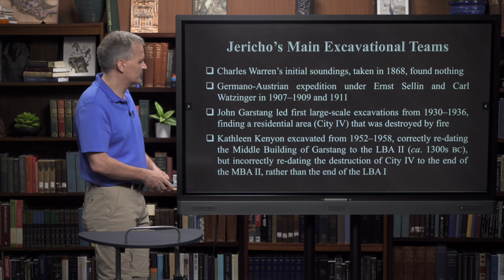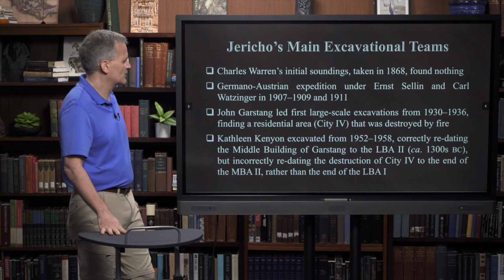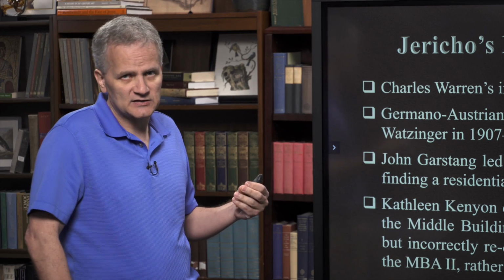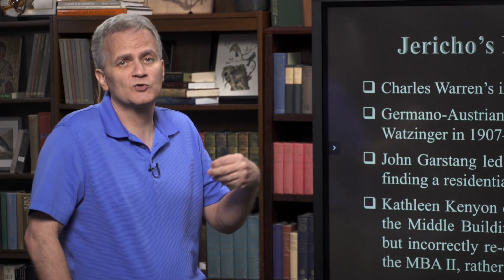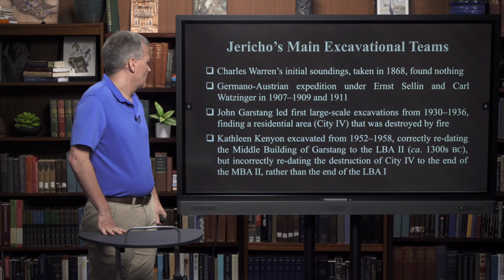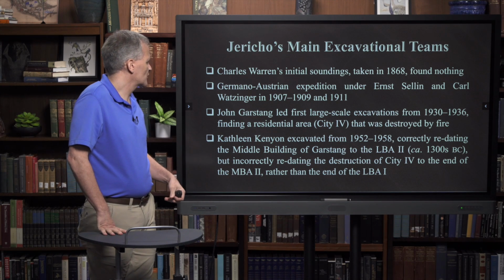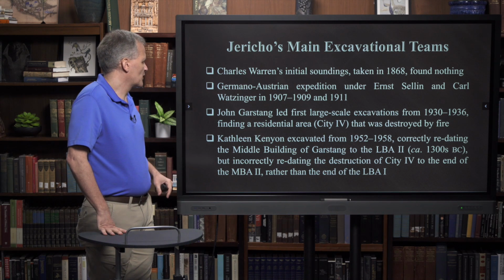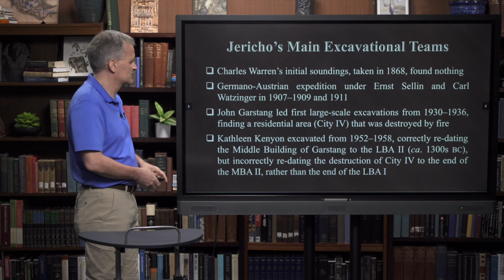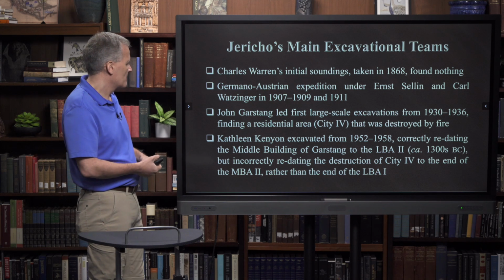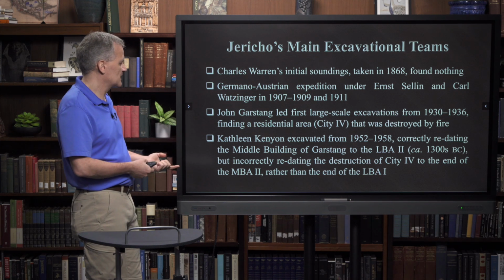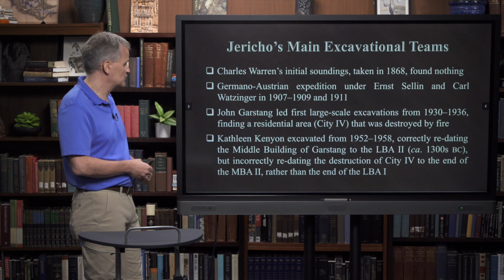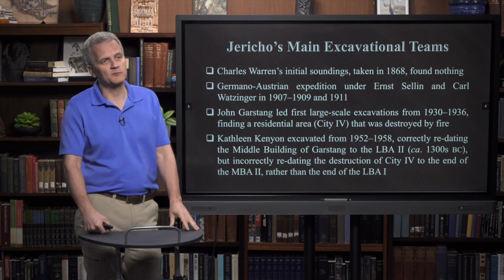Kathleen Kenyon excavated from 52 to 58 at Jericho, and she correctly redated a building that Garstang excavated there and called the Middle Building. She dated it correctly. He dated it incorrectly, but she dated it to the Late Bronze II period, which is the 1300s BC or the 14th century BC. But she incorrectly redated the destruction of City 4 to the end of the Middle Bronze Age 2 rather than the end of Late Bronze Age 1.